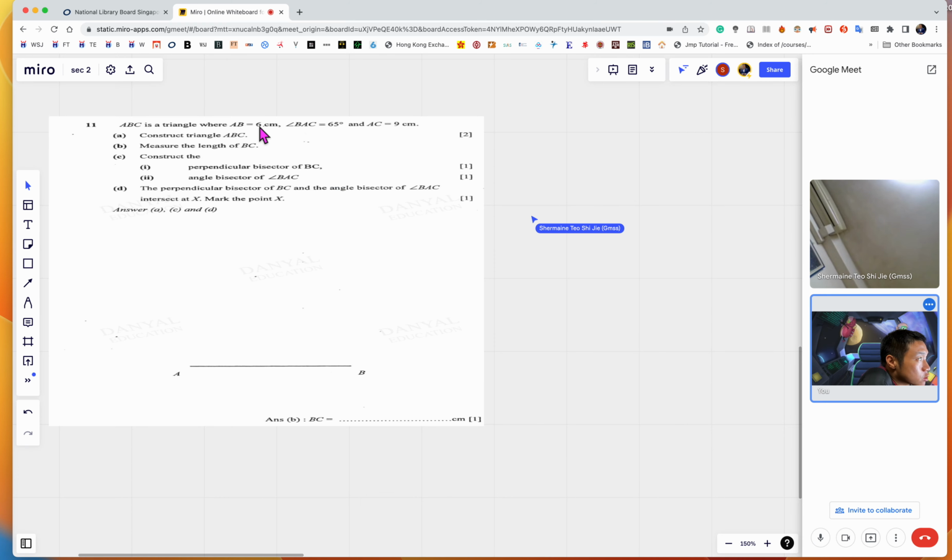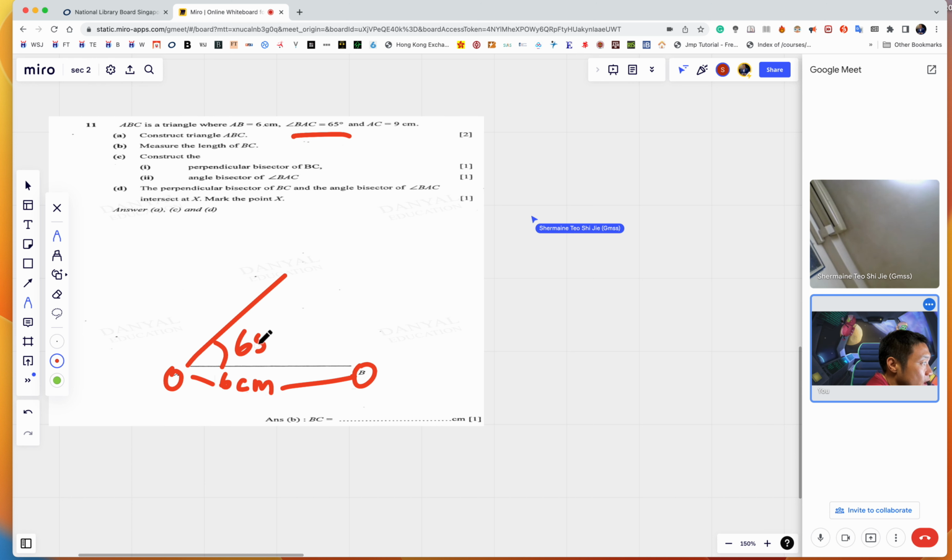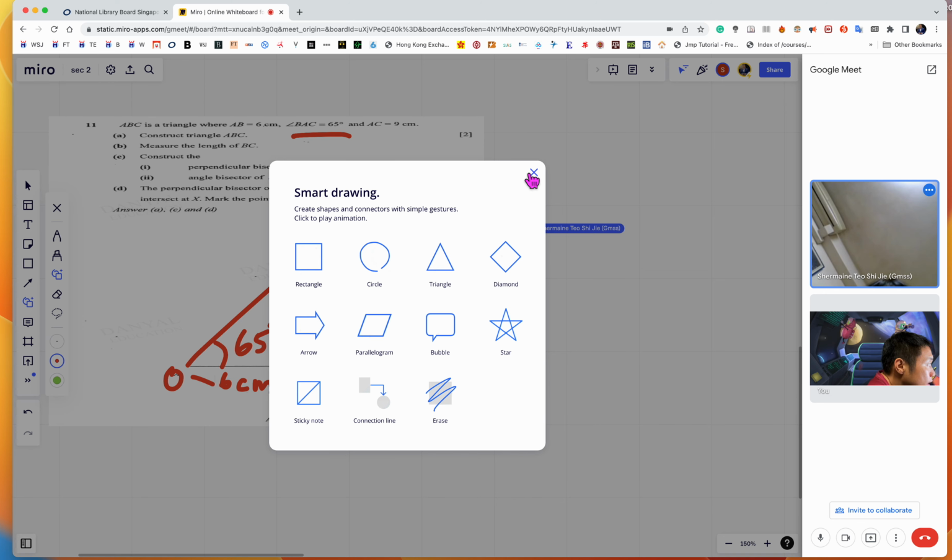You are asked: ABC is a triangle, AB is 6. Okay, that means this is already 6 cm, right? Am I right? Yeah. And then BAC is 65. So which one is BAC? This is B. This is A, right? Yeah. So basically this has to be 65. Use your angle measuring tool. Measure a 65 here. Okay? Clear or not? Yeah. Okay, next.